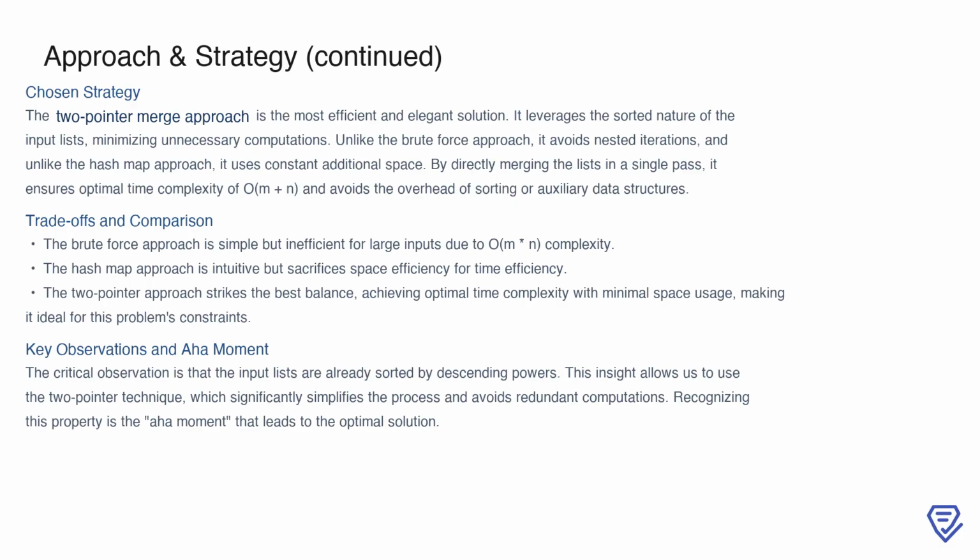While the brute force approach is conceptually simple, it is computationally expensive for large inputs. The hash map method improves time complexity but at the cost of higher space usage. The two-pointer approach strikes the perfect balance, making it the optimal choice. The key insight here is recognizing that the input lists are already sorted by descending powers. This allows us to use the two-pointer technique, which simplifies the process and avoids unnecessary computations. This realization is that aha moment that leads to the most effective solution.